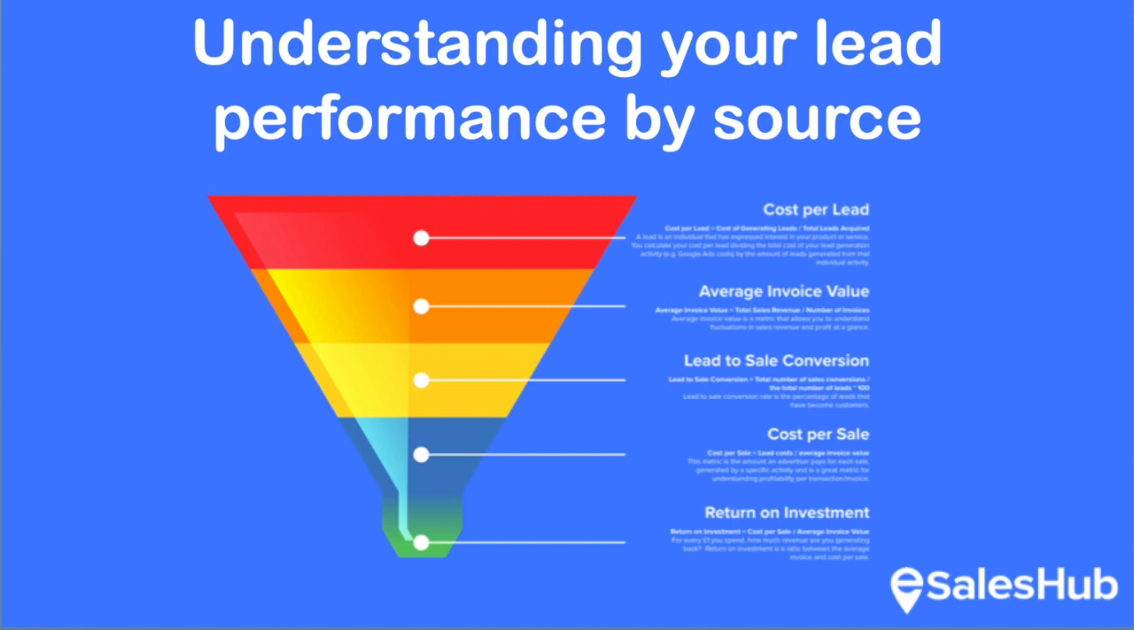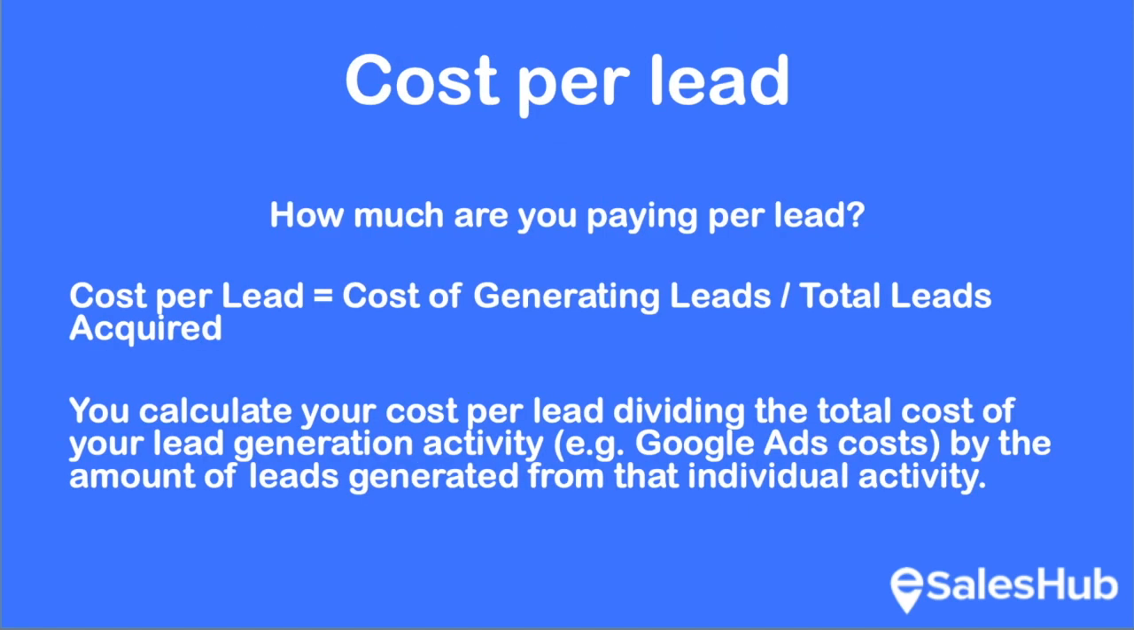Okay, so let's dive into the details. So, cost per lead. How much are you paying for a lead? Now, if you're buying leads from eSales Hub or a lead aggregator or a lead generator, you're buying them on a cost per lead. So it's actually really easy to establish what your cost per lead is. When you're actually paying for, maybe it's Google AdWords, or maybe you're putting an advert in the local press or the national press, actually working out your cost per lead just requires a very simple formula.